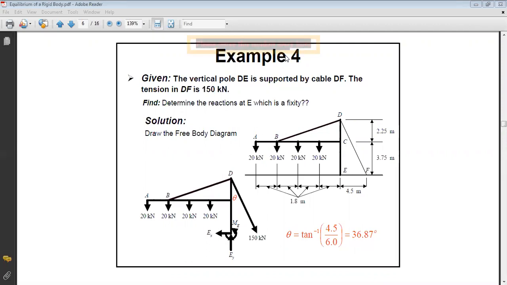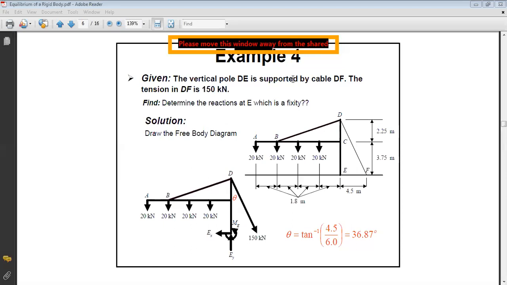Okay, so here, if you look at your figure, they told you that E is a fixity, because here you have the ground and DE is fixed to the ground, so you should know that it's a fixity. And you have the cable DF acting on it in addition to all of these forces, okay? So the external forces acting on our system will be DE plus AC. It's one system. So the forces acting on it are the tension in cable and the 20 kilonewton forces at the different points. And we want to find what is the reaction at it.